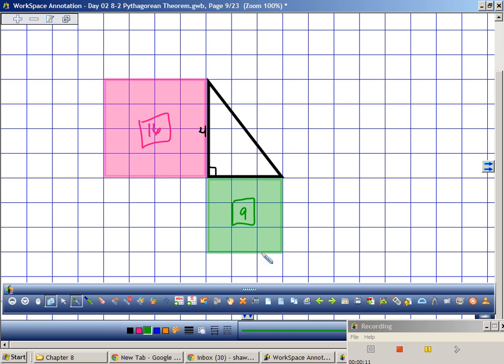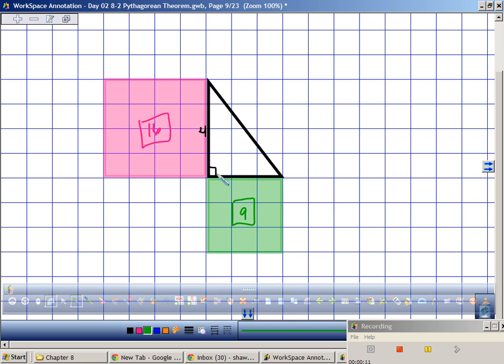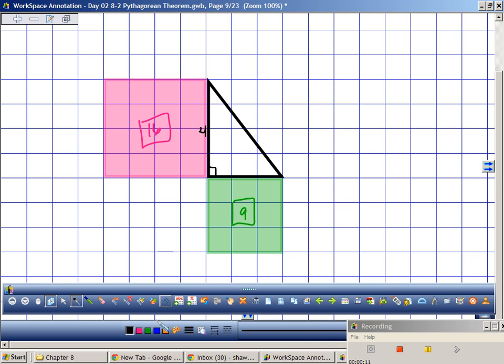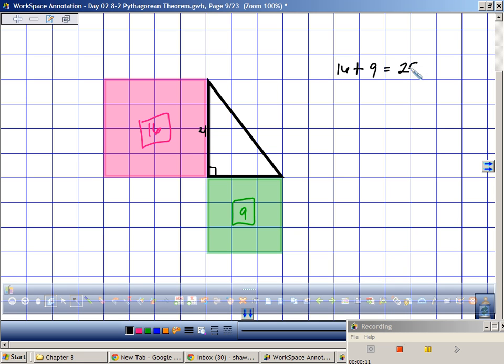Write it down, please. So the Pythagorean theorem says that if I have one leg of a right triangle and another leg of a right triangle, the sum of the squares of those legs will equal the third side, or the hypotenuse. Let's do this on the side and see what happens here. 16 plus 9 equals what? What's 16 plus 9? 25. So the area of this square should be 25.